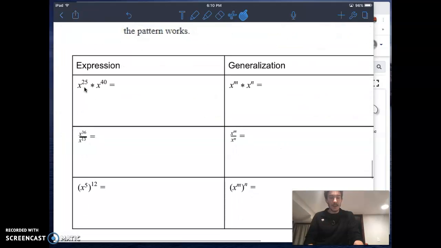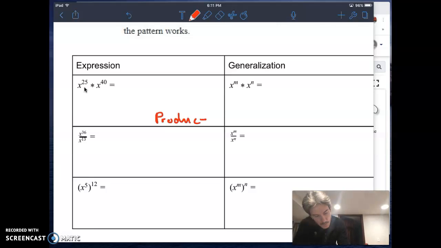This is 3-13. We're going to define these three rules. These would be excellent for your notes to throw in there. We've got x to the 25th times x to the 40th. This is what's going to be referred to as that product property. And we can rewrite this. I could write 25 x's, I could write 40 x's, and then add them all up. But in general, this becomes x to the 25 plus 40, so this would become x to the 65th power.